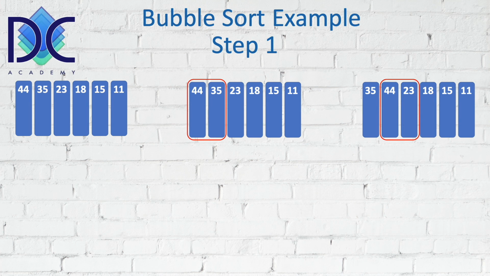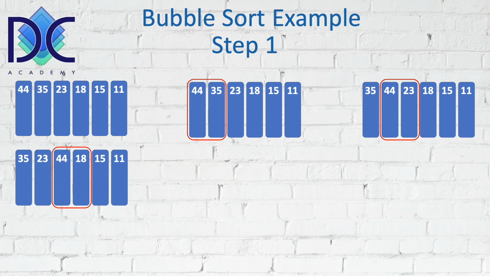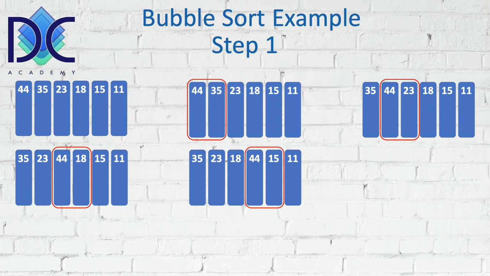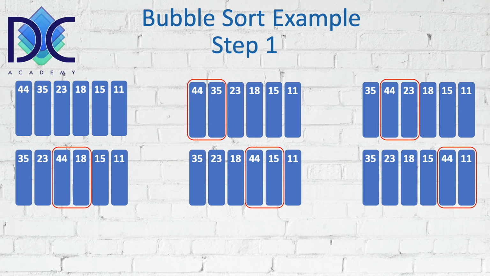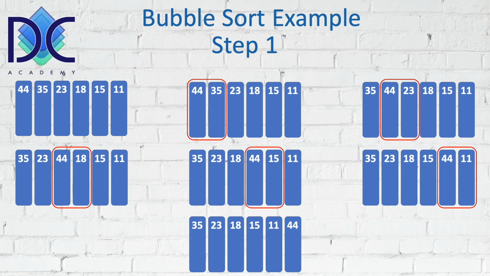And now I look at 44 being in the second position, and I compare it with 23. I see 44 is larger than 23, so I switch 44 and 23. We put 23 on the second place, 44 is on the third place, and now we compare it with the next number, which is 18, and we switch it again. So now in the beginning we have 35, 23, 18. 44 is on the fourth position, and we compare it with the fifth number, which is 15. So we switch it again, and basically we find 44 in the fifth position. We compare it with 11, and basically we have the first calculation, the first switches, and you see that the 44 bubbles up at the end of this series.